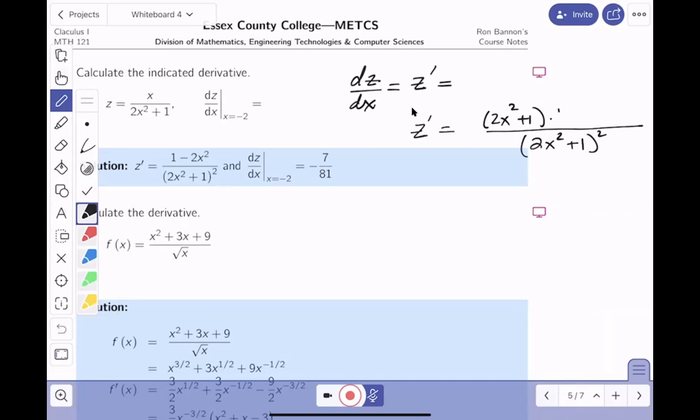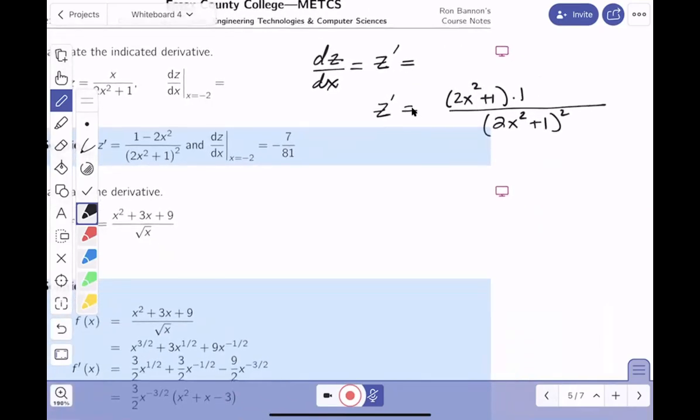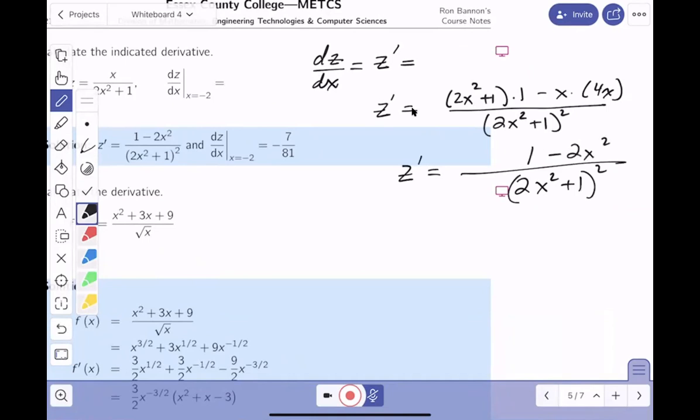Derivative of the top is 1. And then what I do, minus the top, that's x, times the derivative of the bottom, which is 4x. I want to simplify that though, because it looks like it might be easy to simplify. And what do you get there? Well, you get 2x squared minus 4x squared, which is minus 2x squared, and you get a 1. All right, so I got my derivative.